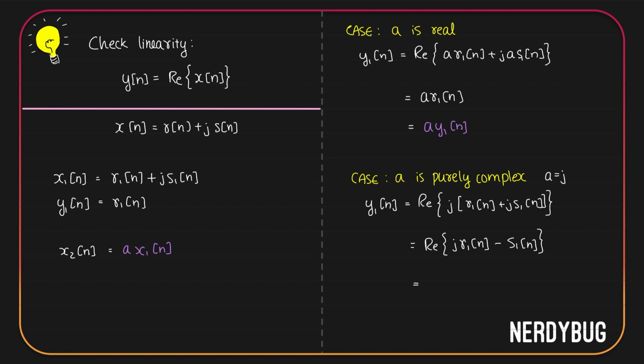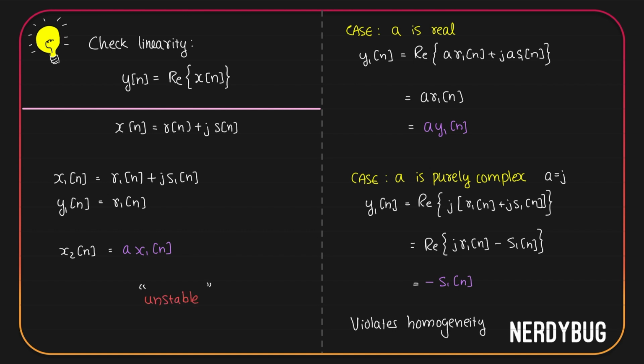Here, obviously, j r1 of n is the imaginary part, minus s1 of n is the real part. So output is minus s1 of n. That is, for ax1 of n as input, you did not get ay1 of n as output. The system violates homogeneity, and hence it is unstable.